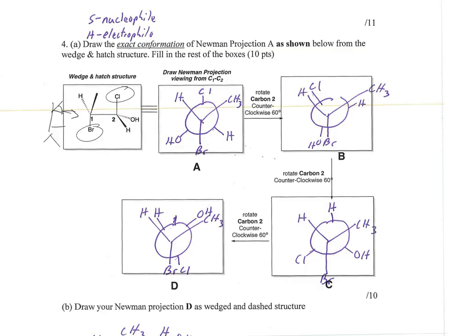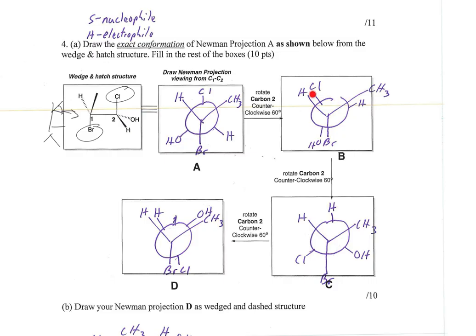You set it and you forget it. 60 degrees means if you start at staggered, you go to eclipsed, or if you start at eclipsed, you go to staggered. So 60 degrees, rotating carbon 2 counterclockwise, we're going this way. So chlorine's going to now be eclipsed with H, OH with Br, and then CH3, or the H now with the CH3. Staggered to eclipsed.